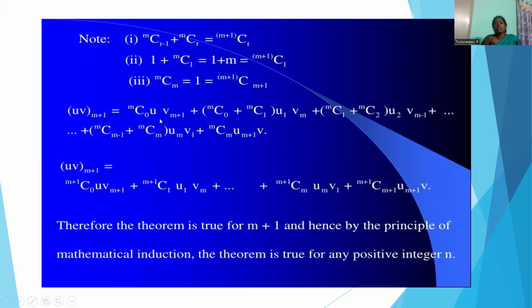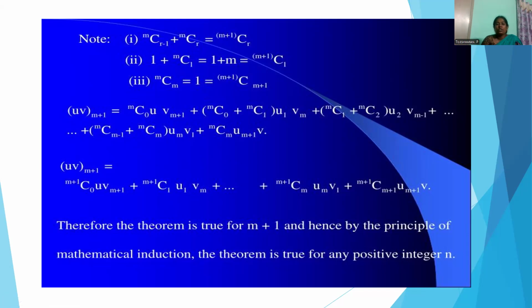Therefore, in the previous equation, the (m plus 1)th derivative of uv is equal to mc0 u vm plus 1. We group these two terms, mc0 and mc1, using result 1, we get m plus 1 c1 u1 vm. Again we group mc1 and mc2, the answer is m plus 1 c2. Similarly mc m minus 1 plus mcm, the answer is m plus 1 cm.